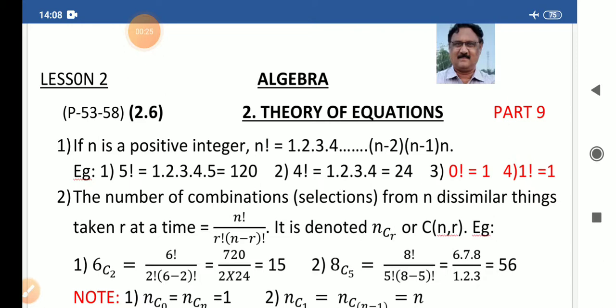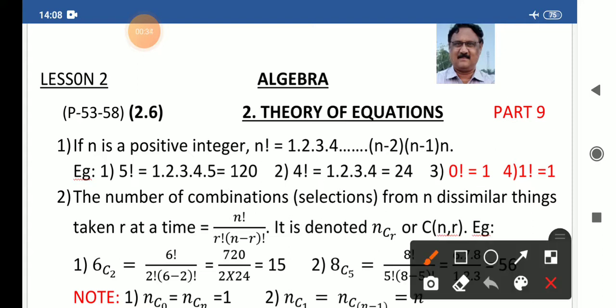If n is a positive integer, that means if n is 1, 2, 3, 4, and so on, then n factorial is nothing but the product of 1 to n. That means 1 into 2 into 3 into 4 and so on up to n. The preceding number is n minus 1, then n minus 2. So n factorial is 1 into 2 into 3 and so on up to n.